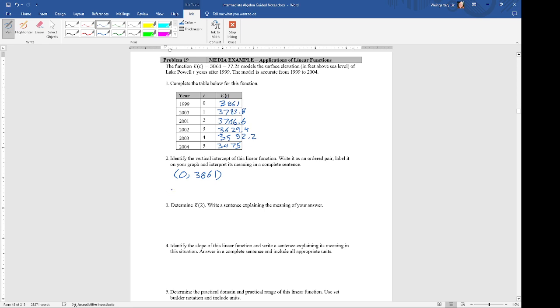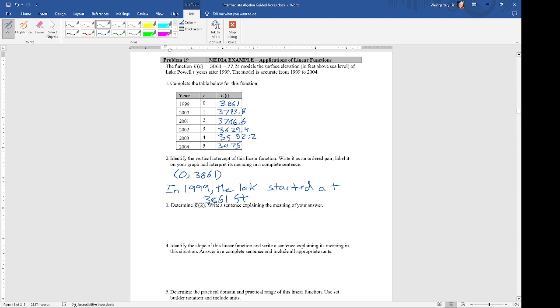That means in 1999, because that is year 0, the lake started at 3861 feet above sea level.